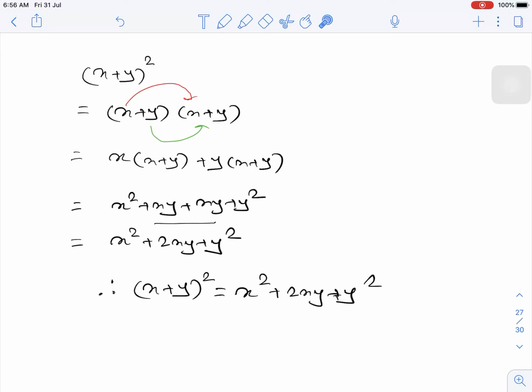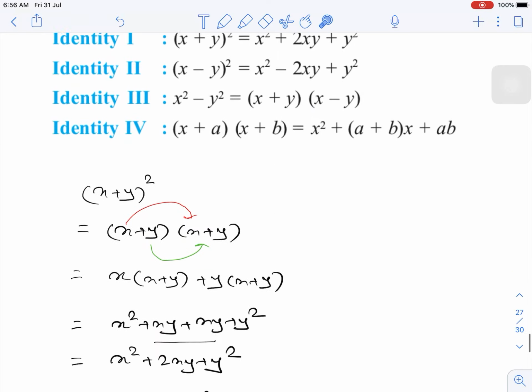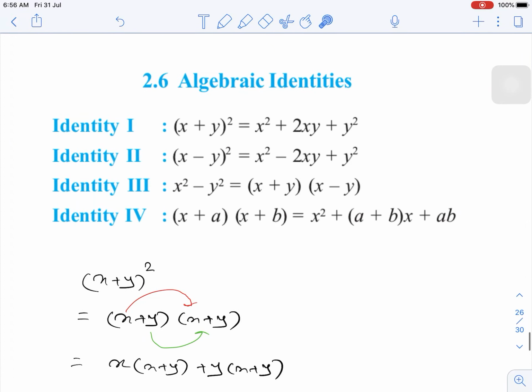In this way we can find the remaining 3 also, that is (x minus y) whole square, x square minus y square, and (x plus a)(x plus b). Now let us solve some examples based on these identities. Before solving examples, let us revise the second identity. (x minus y) whole square means (first term minus second term) whole square, which can be written as x square minus 2xy plus y square.